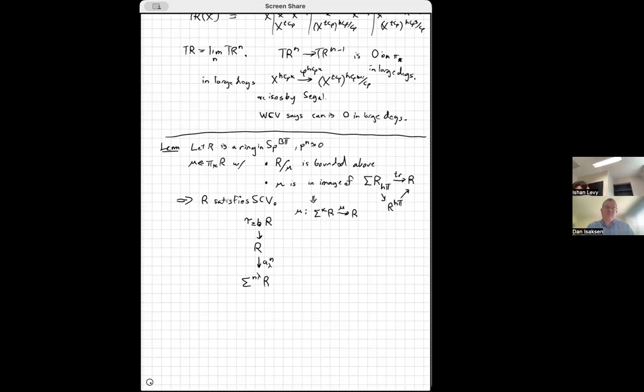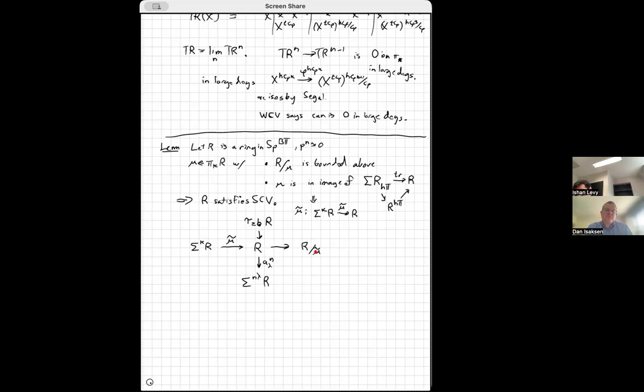Okay, so what you can do now is, this whole diagram is in the category of circle equivariant spectra. So you can now consider multiplication by this mu. Maybe I'll give it a slightly different name. I'll call it mu tilde, just to indicate that it's coming from this lift. Okay. And then you can look at R mod mu tilde.